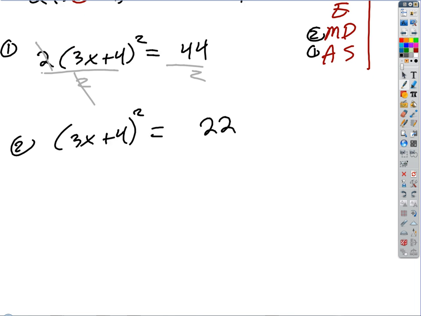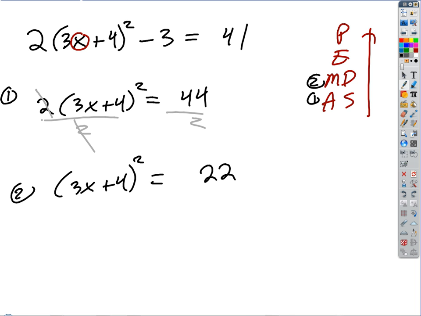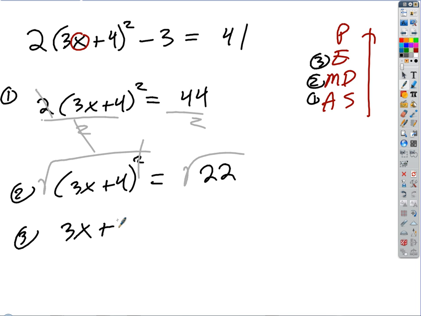Okay. Next step, square root. Step 3 is square root both sides. So if I square root both sides, that's going to undo that squared, right? And I end up then with, after 3 steps, 3x plus 4. Now, I don't need the parentheses now because nothing's being done to that anymore as a group, right?